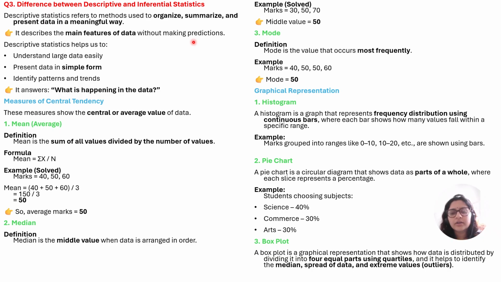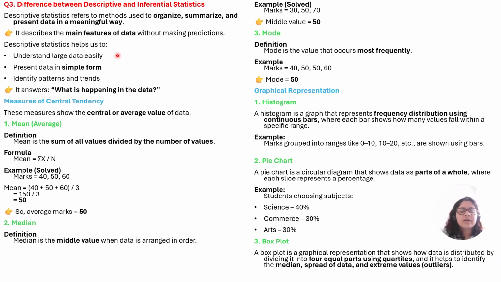That means it will explain whatever is there. It will not generate hypotheses, or make any guesswork, or any kind of assumption. Whatever is there, descriptive statistics will use various methods to make it more clear and more understandable, and it will explain everything. It will help us understand large data very easily, present data in a very simple form, and identify patterns and trends in the data. So simply it will answer what is happening in the particular data.